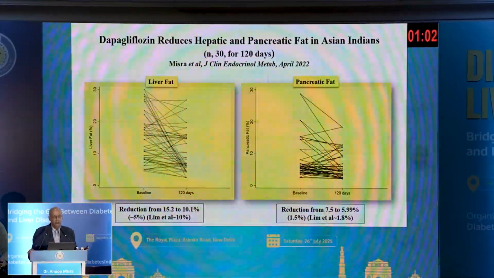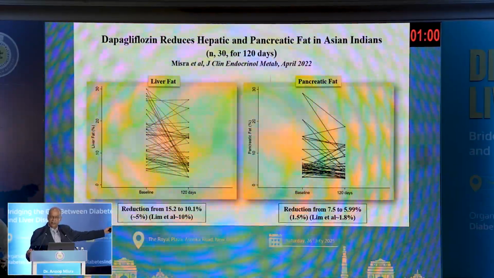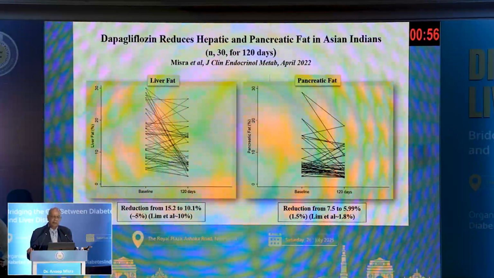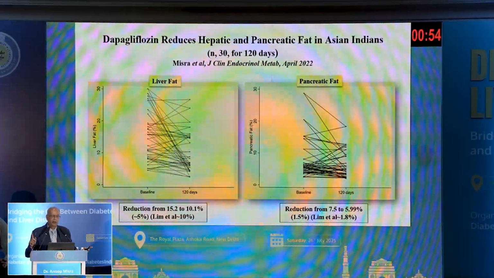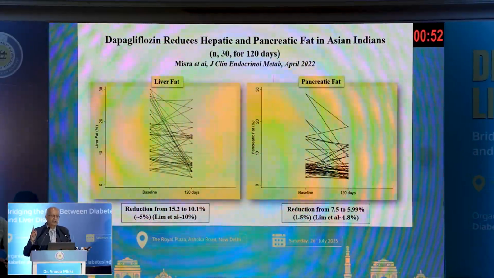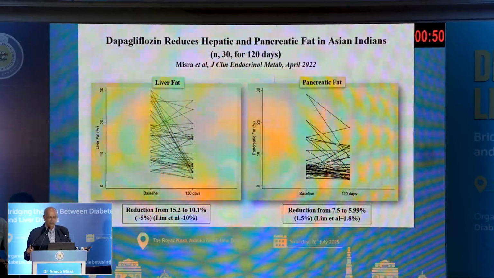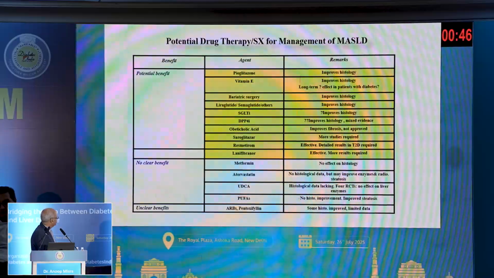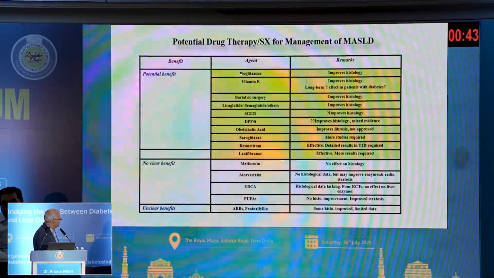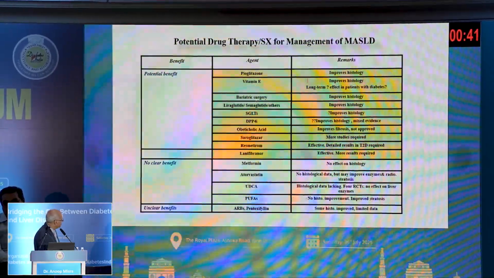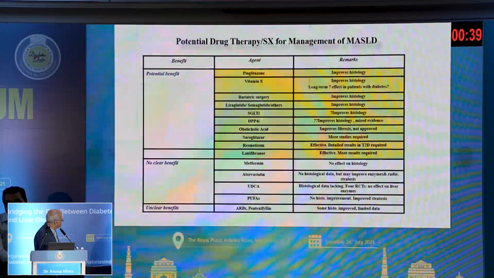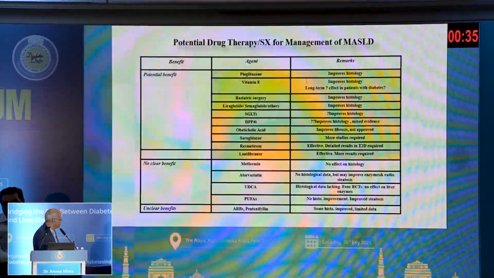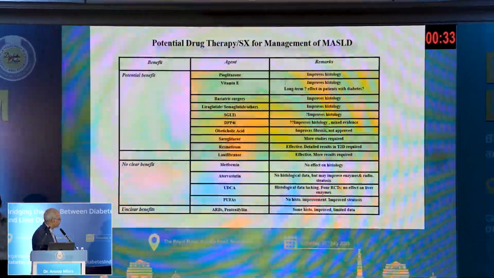It is important because the previous publication I showed you is a recent publication of biopsy-proven patients where dapagliflozin has been used and shown to improve fibrosis. That was a BMJ publication. So there is potential benefit of pioglitazone, vitamin E, bariatric surgery, liraglutide, semaglutide, and SGLT2 inhibitors. I have no idea about DPP4 inhibitors. There are some studies here.